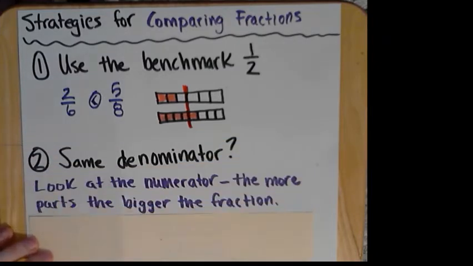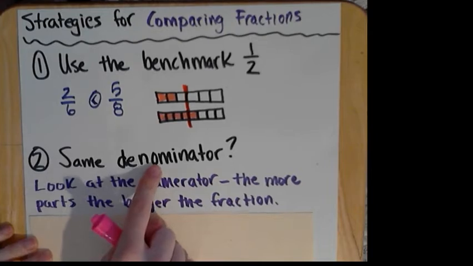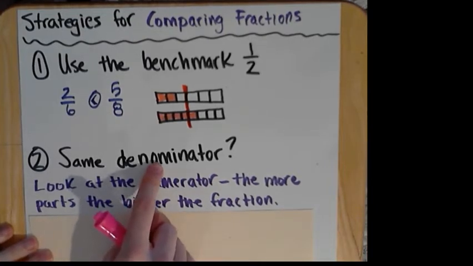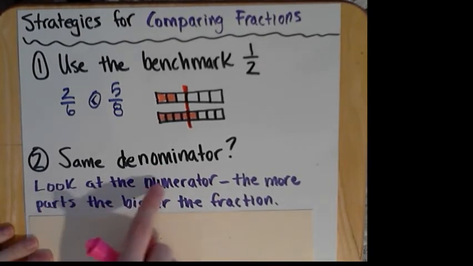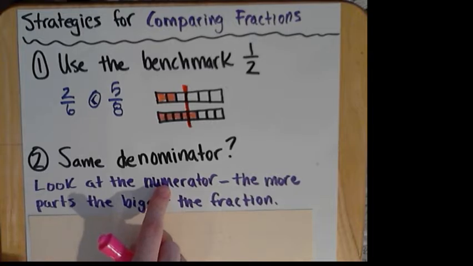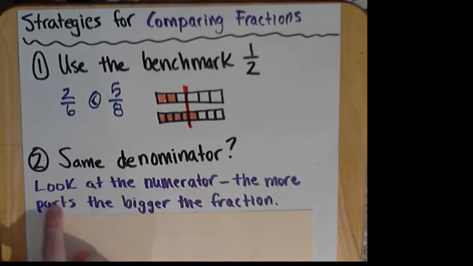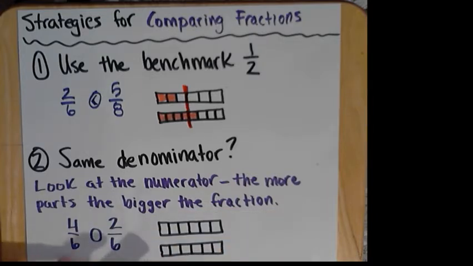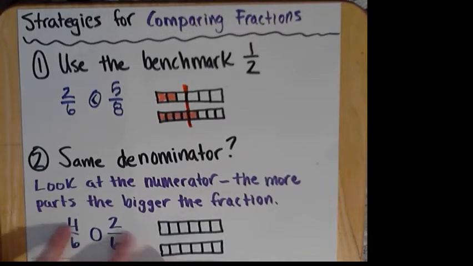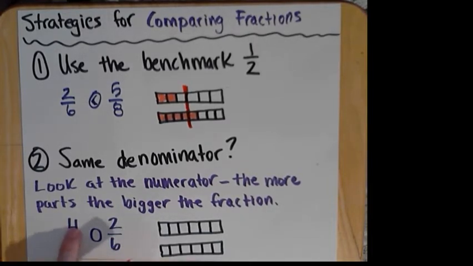Now, if the two fractions have the same denominator, that means the same bottom number, then you're going to look at the numerator. Numerator is the top number. The more parts, the bigger the fraction. So we're going to look at 4/6 and 2/6. Right away, they have the same denominator. That means we can go right up top and look at the numerator, and whichever top number is bigger, that means that fraction is bigger.